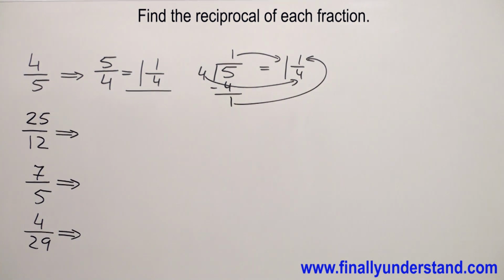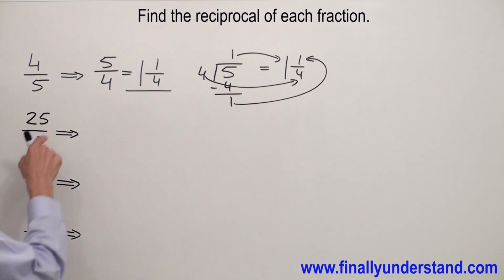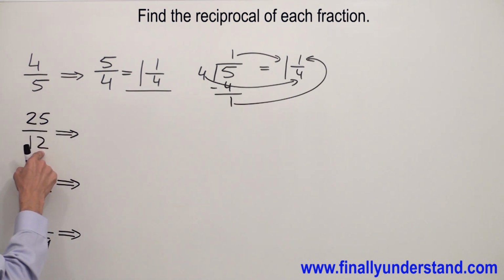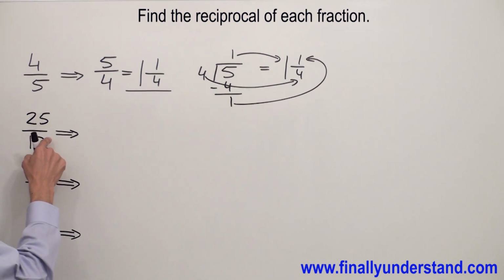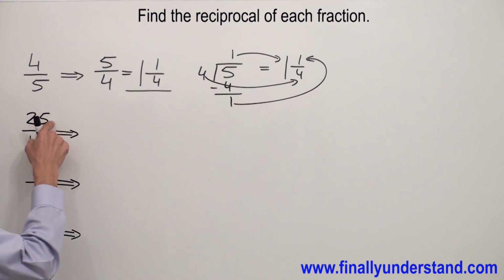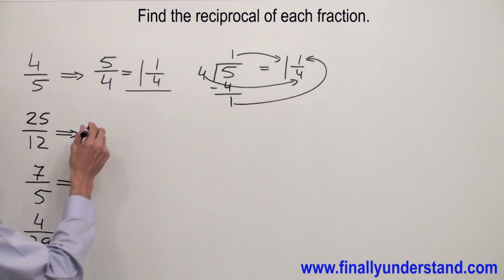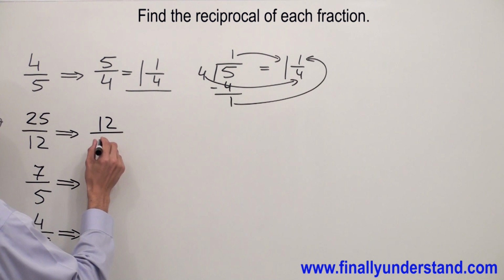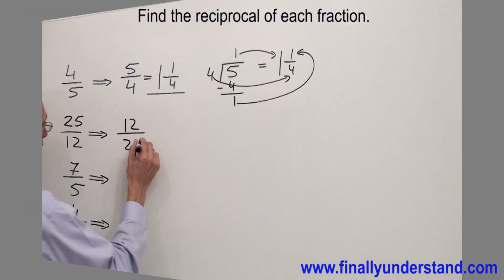Let's check another example. I have 25 over 12. We said anytime we want to find the reciprocal of a fraction, we have to replace the numerator by the denominator and the denominator by the numerator. So that's why I'm going to write this as 12 over 25.